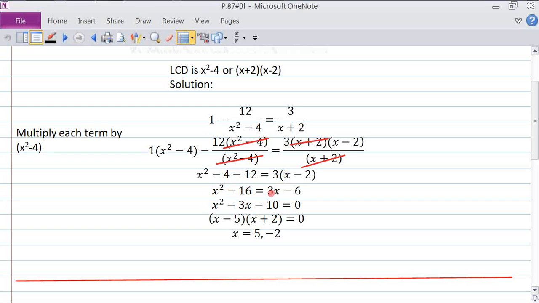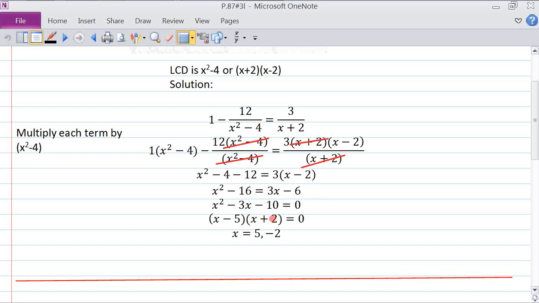Use the distributive rule. 3x, and 3 times minus 2 gives me minus 6. Now I bring this term over from the right to the left and it becomes minus 3x. This x squared stays the same. And now I have minus 16, and I'm going to bring the minus 6 from the right to the left. It becomes plus 6. Minus 16 plus 6 becomes minus 10. So I factor this. I get x minus 5 times x plus 2.